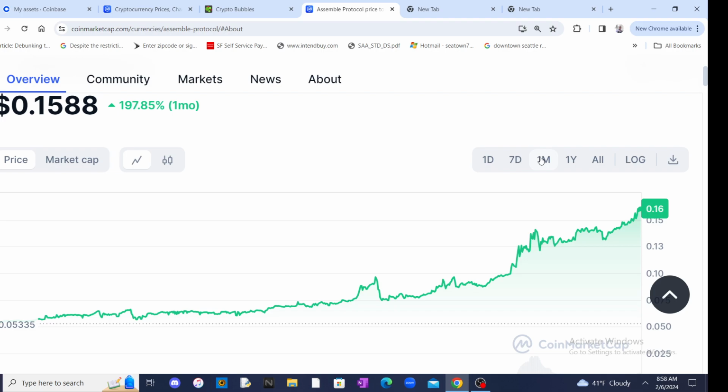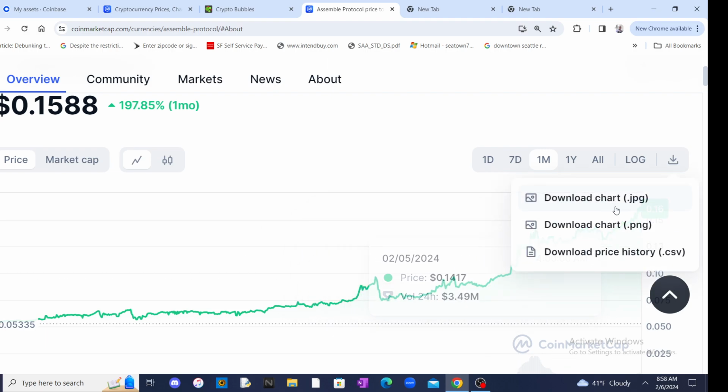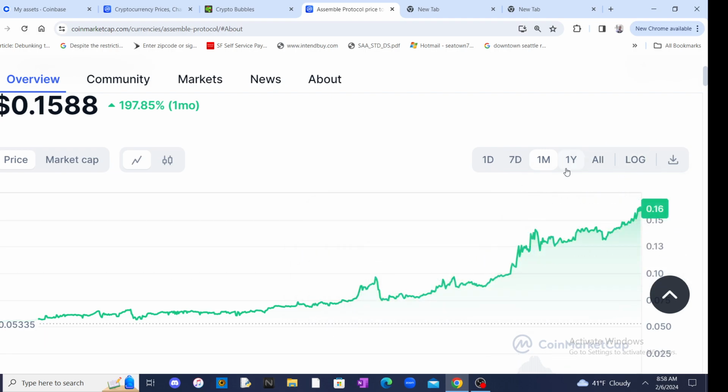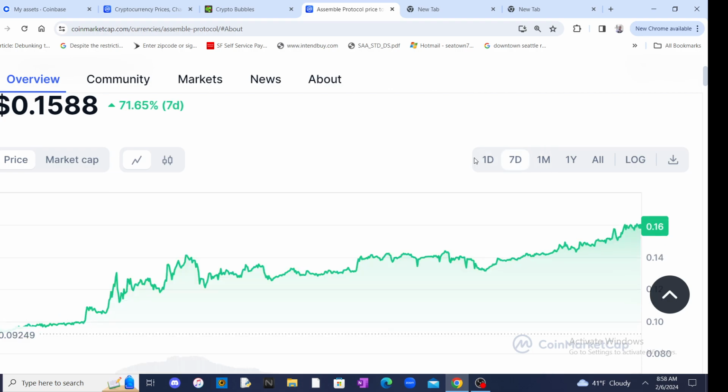I ain't gonna lie, this is another play that I missed out on. But hey, there are always going to be opportunities. I believe this pump is honestly still the beginning. This still has a lot of upside. In the short term, this could definitely pump to 50 cents. It kind of reminds me of LCX, kind of like the tokenomics and everything.